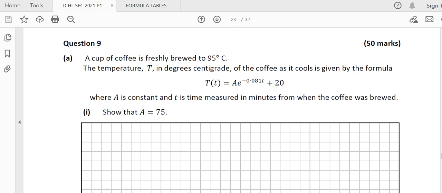But then part C and D will be specifically for the 6th year because calculus derivative, that comes in the 6th year. Okay, so let's have a look.